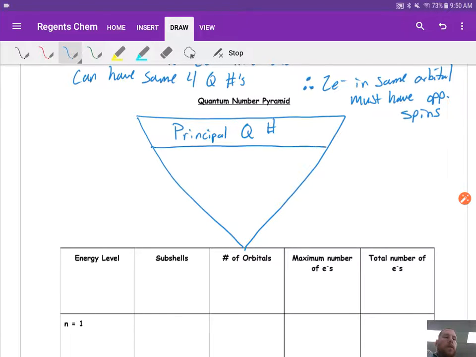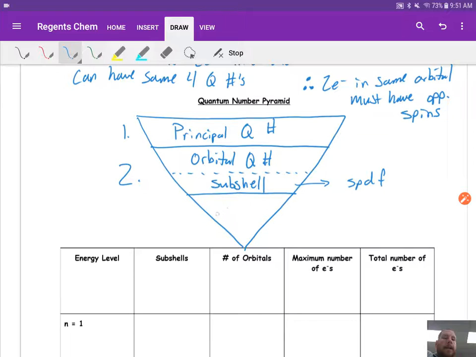So we have the orbital quantum number, and then which actual subshell, right? Because the orbital quantum number is kind of telling us which one it is. So that would be your SPDF, right? S, P, D, or F. And then number 3 is going to be the magnetic quantum number, getting closer and closer to where that electron is. And the last one is going to be the spin quantum number.